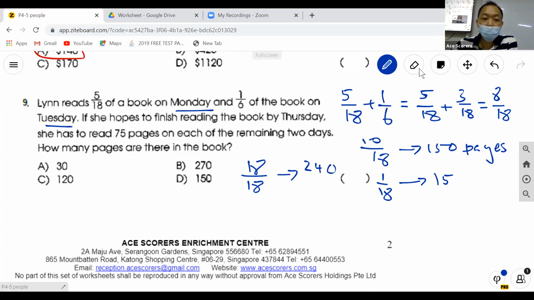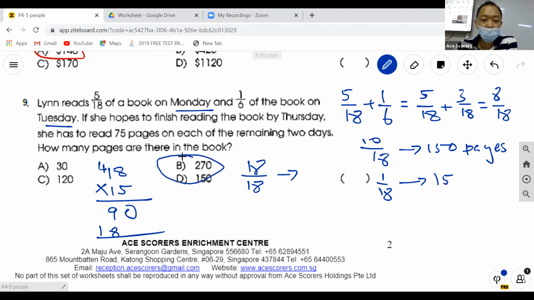Oh no, there's no 240. That means I calculated wrong. 18 times 15. 90 plus 150. 18 times 15. What's 18 times 15? Do the long multiplication. 270. The answer is B. Okay, the answer is B.